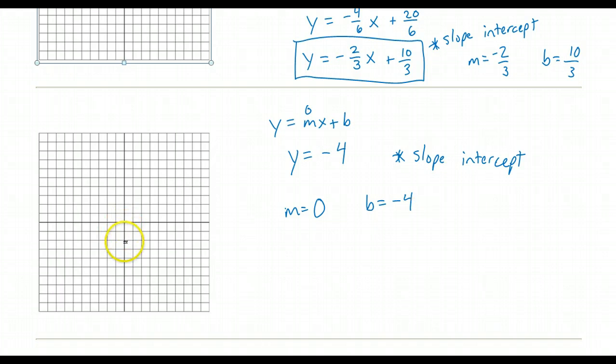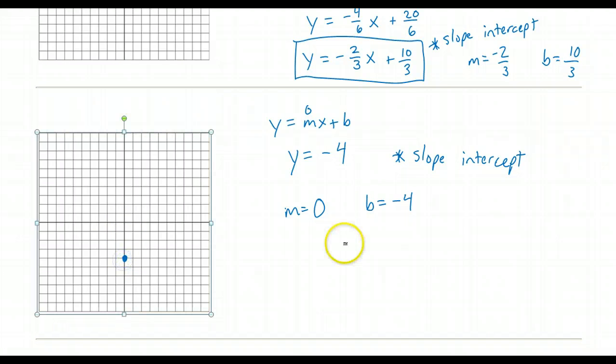So on the y-axis, I'm going to find negative 4. And from there, I need to have a slope of 0. A line with a 0 slope is a horizontal line. If I have rise over run, and I want to get 0 for an answer, I need to have a 0 in my numerator. Well, in order to have a 0 in my numerator, my rise is going to be 0, and my run is going to be a number. So I'm going to plot all of the points horizontally. And connect all of those dots using a ruler.